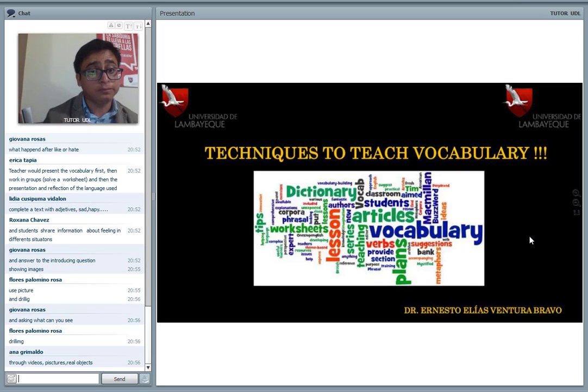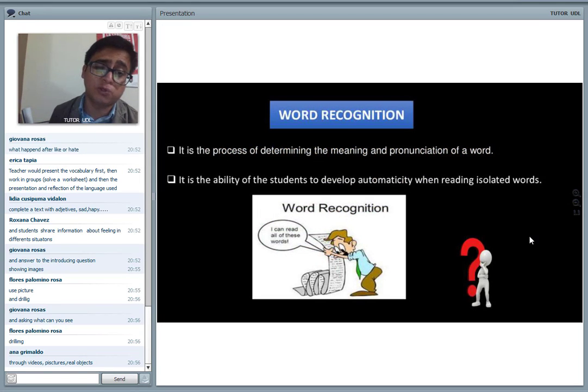teaching vocabulary. So let me show you something that is part of the topics that you are going to have in your exam this Sunday. So one of the techniques that you can use with your students is called word recognition. So here, what does it mean? It is not picture recognition, it's word recognition. So it is a process of determining the meaning and pronunciation of a word.